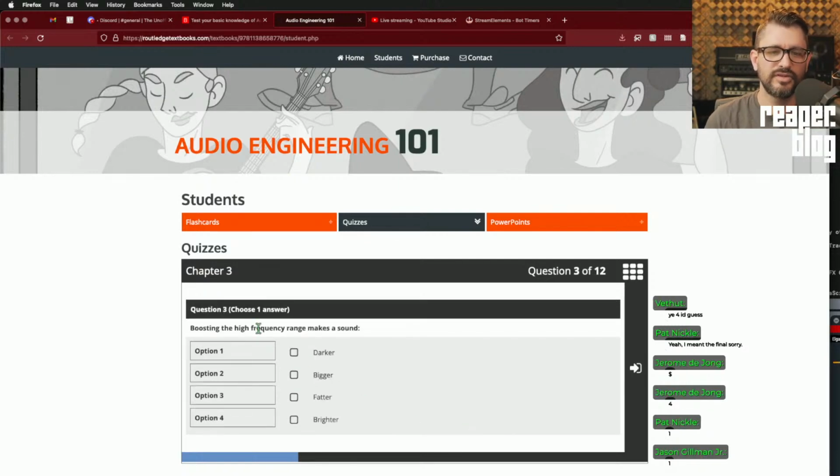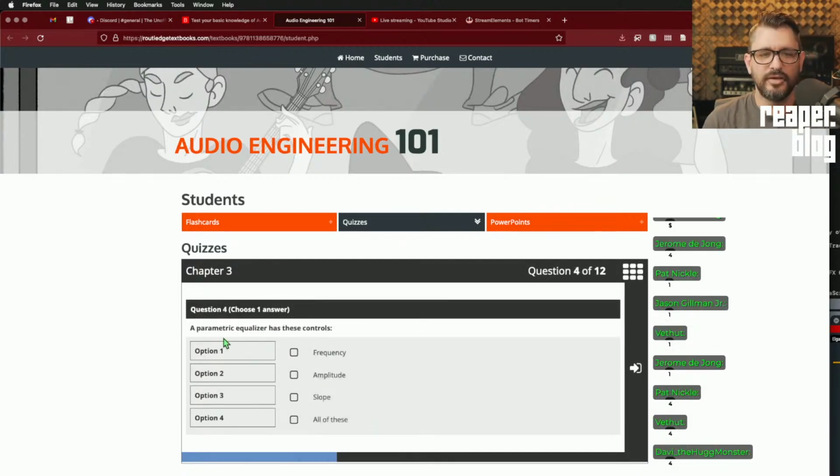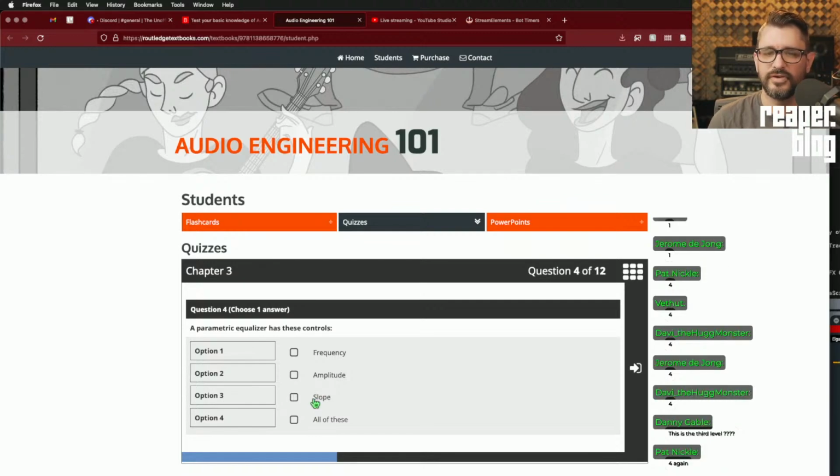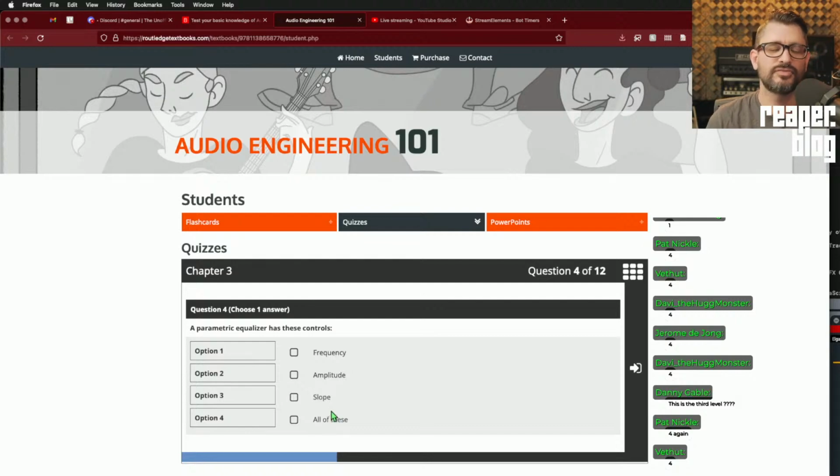Question 3. Boosting the high frequency range makes a sound darker, bigger, fatter, or brighter. 4. A parametric equalizer has these controls: frequency, amplitude, slope, and all of these. Slope is not a very common name. I feel like we're being tricked with this one. This is from chapter 3. It's not really level 3. I don't know what the chapter is.